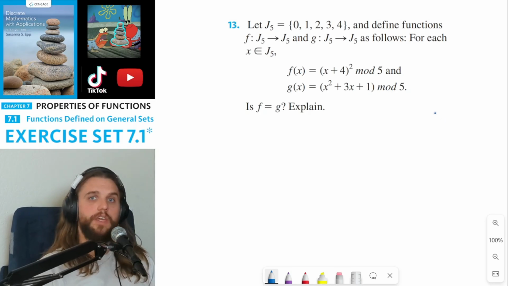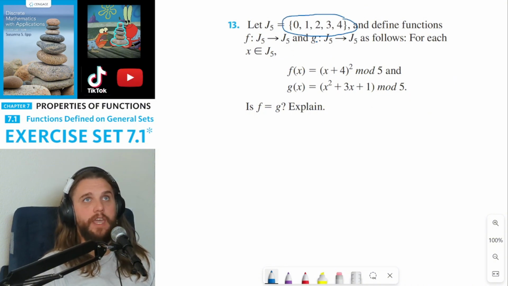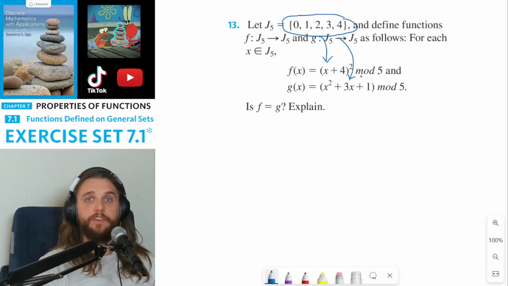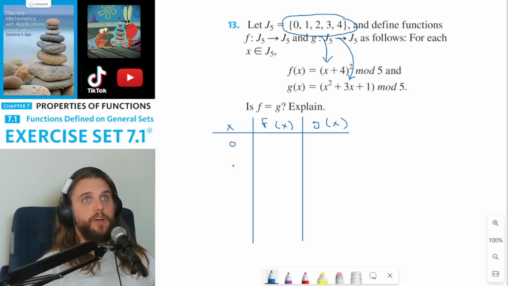And to show these functions are the same according to the definition provided in the book, we're going to have to plug in every input from the domain of each of these functions into these functions to see if we get the same outputs in both functions. For this, I'll draw a table. Our inputs are 0, 1, 2, 3, and 4.